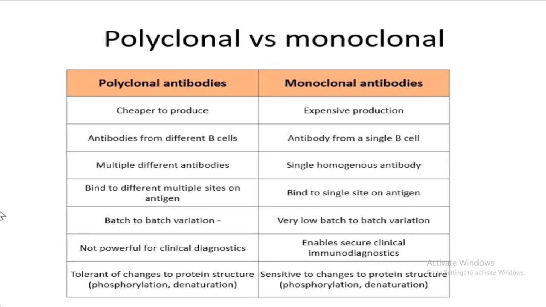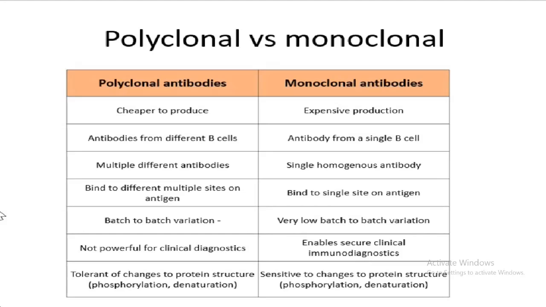The polyclonal antibody will bind to multiple different sites on one antigen, whereas the monoclonal antibody will bind to a single site on the antigen. And the advantage to that is that you're able to target a specific region on the antigen.